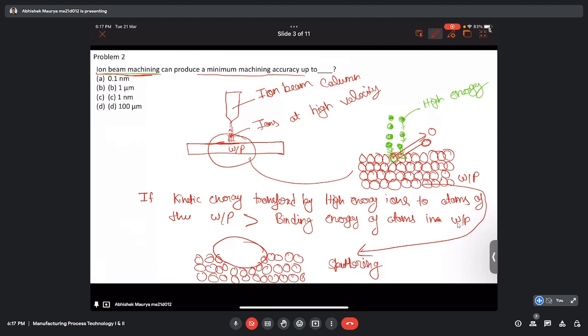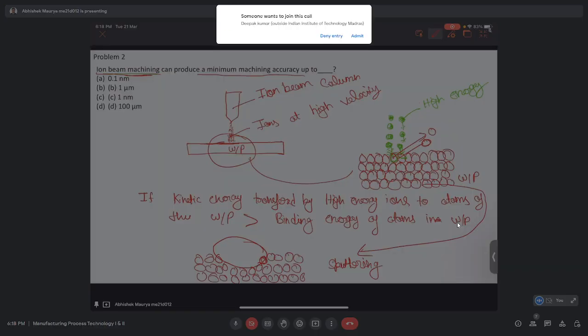So the process of knocking out of atoms by the transfer of kinetic energy to the workpiece atom is called the sputtering process. That is the beauty of ion beam milling or ion beam machining. Here, we are able to achieve such good accuracy because the material removal takes place atom by atom. Atoms are knocked out by the high energy ions. Therefore, the accuracy which we are getting is very close to the atomic distance.